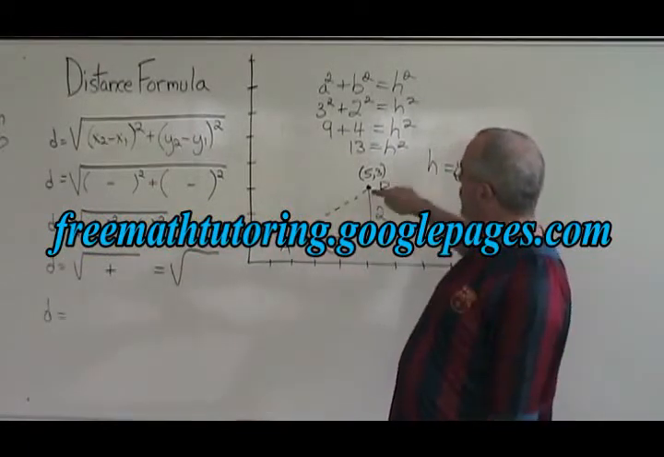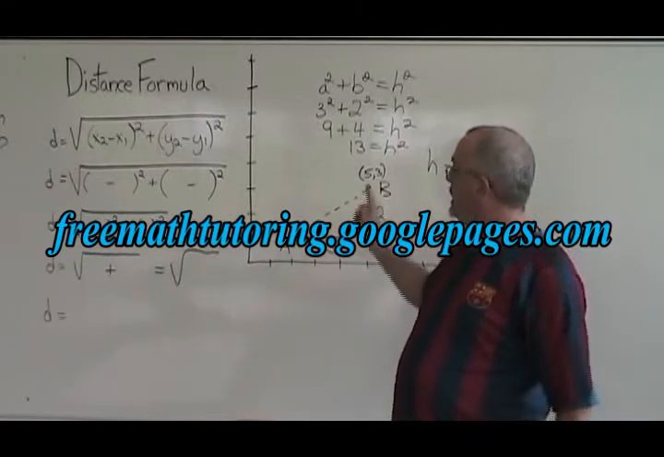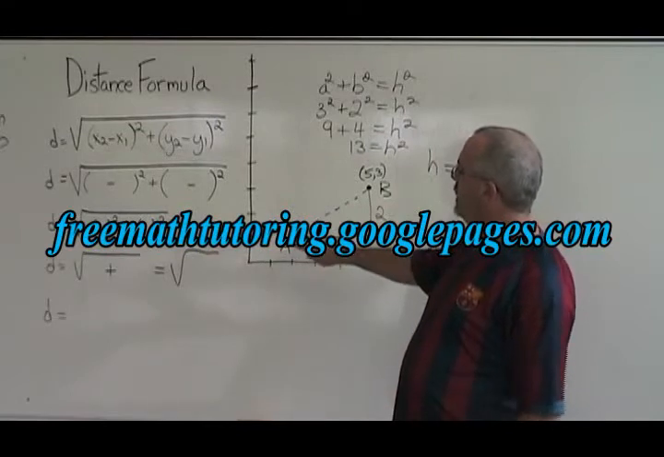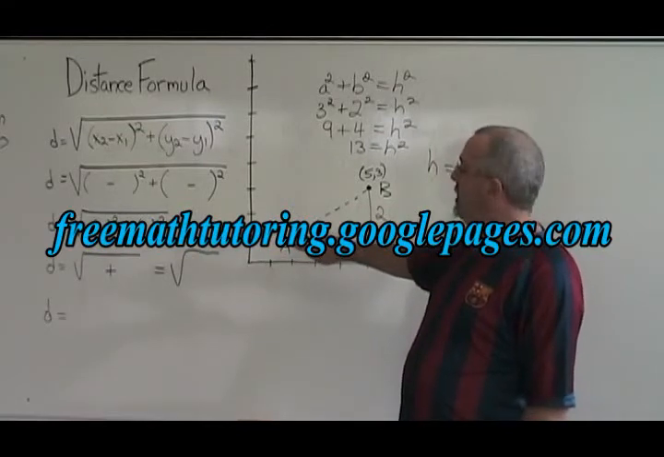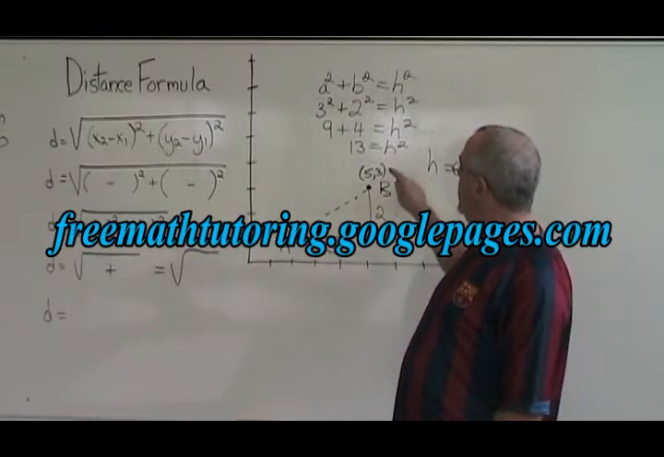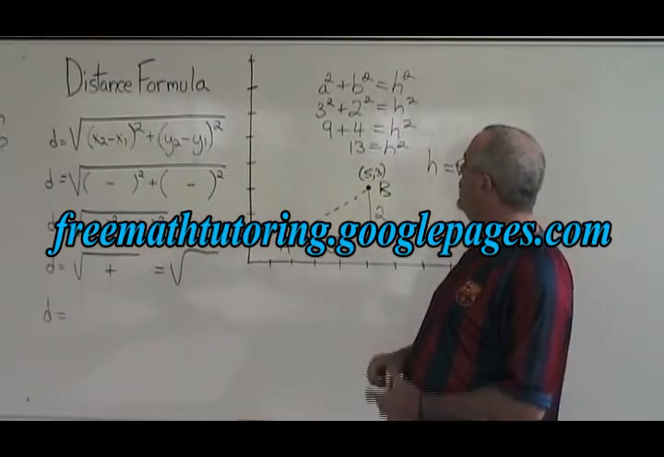You can call this point 1 and go that way, or call this point 1 and go that way, and you will get the same distance either way. So just for this example, I am going to call point A my point 1. Therefore, my x1 is 2 and my y1 is 1. Point B is point 2, my x2 is 5, and my y2 is 3.